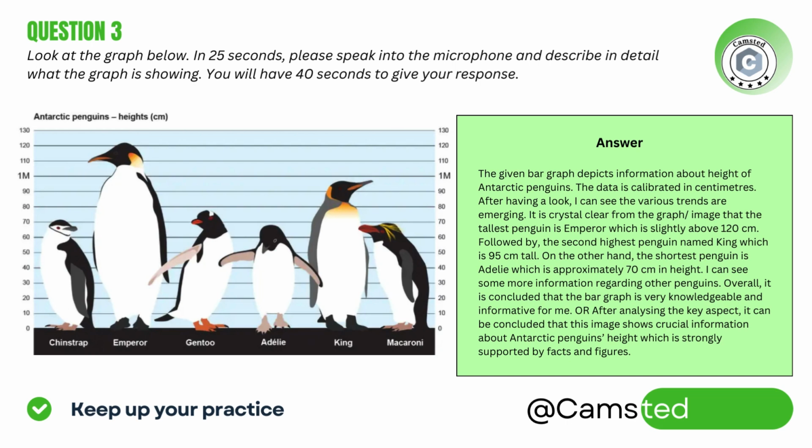Or after analyzing the key aspect, it can be concluded that this image shows crucial information about Antarctic penguins' height, which is strongly supported by facts and figures.